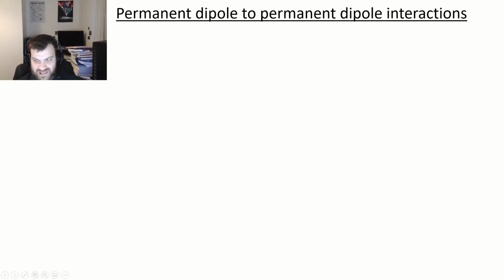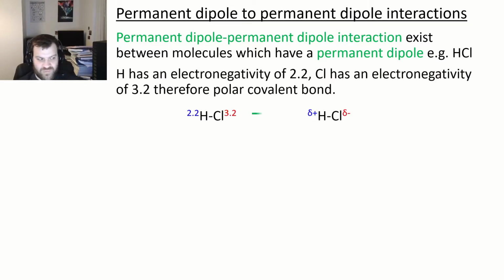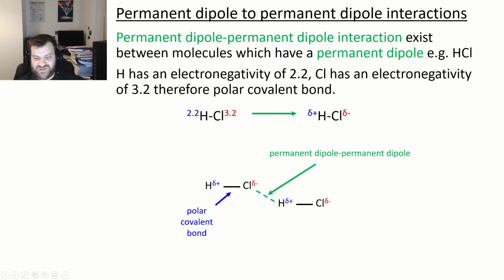When we look at permanent dipole to permanent dipole interactions, we are looking for chemicals which have a difference in electronegativity, which will result in a permanent dipole. When our hydrogen and our chlorine are joined together, the chlorine is going to have a slightly negative charge because it's got a higher electronegativity. And we've got our positive and our negative giving us our dipole. We can then have an attraction between neighbouring molecules, and this attraction would be termed a permanent dipole to permanent dipole interaction.